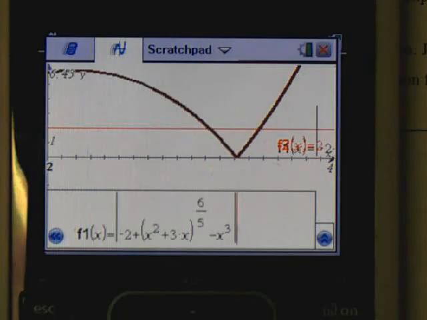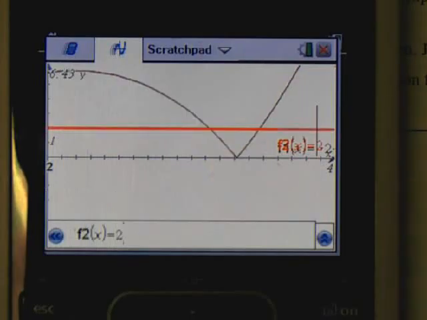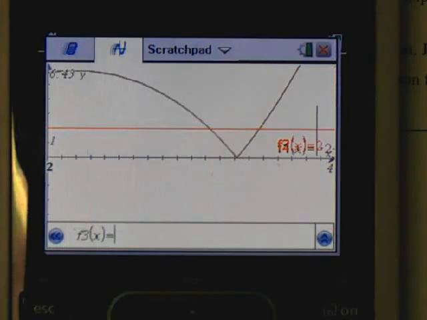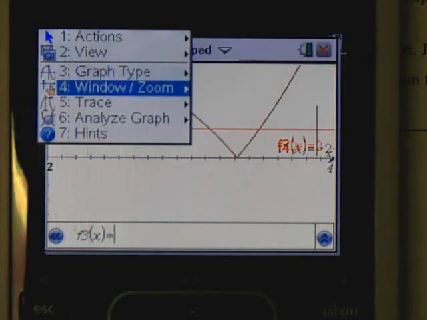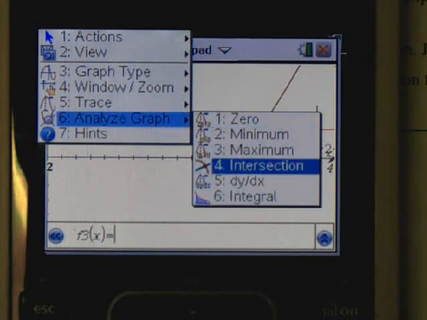So to do that, you'll press menu, analyze graph, and intersection. And then it's just like when we were finding zeros with the calculator the other day. You just move that little dotted line that pops up to the left of your first point of intersection, and then you click the little click pad, and then you move it to the right. So t equals 3.128 or 3.127 would be this one.